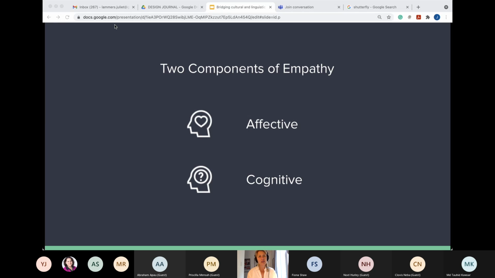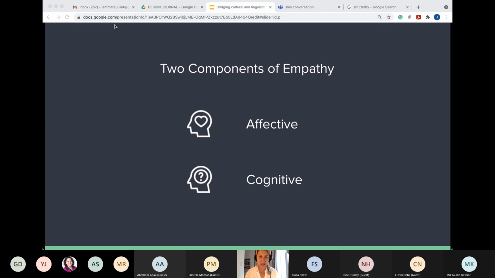Based on a review of psychological literature, Kouprie and Visser identified two components of empathy, the affective and the cognitive. Affective empathy is about feeling. It's an emotional response to another. When you smile, I smile. Cognitive empathy is about being able to understand another person's situation and imagine it from one's own perspective, putting oneself in the shoes of another, so to speak.